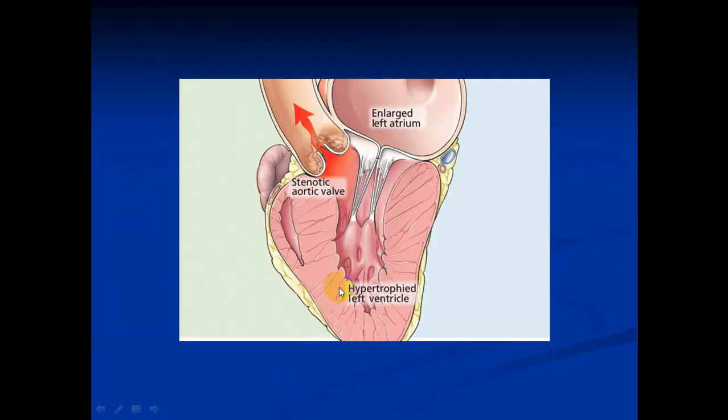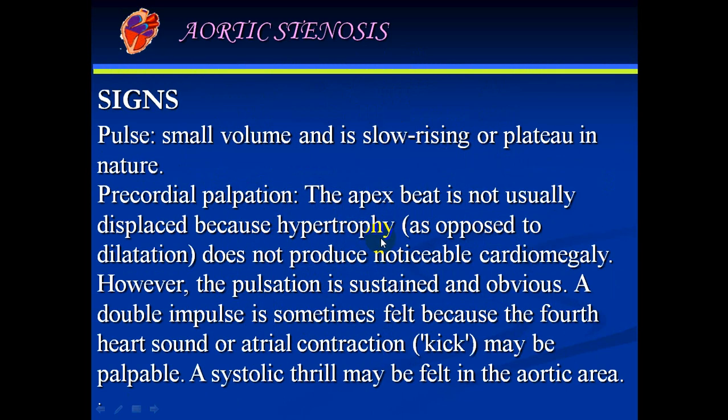And the left ventricular hypertrophy, what we said in the asymptomatic, we'll find in a clinical examination, or in echo we'll find hypertrophy and the stenosis of the valve. A large left atrium is also an indication. This is the pressure overload in the left ventricle. In the signs of aortic stenosis, the pulse is of small volume and slow rising or plateau in nature.